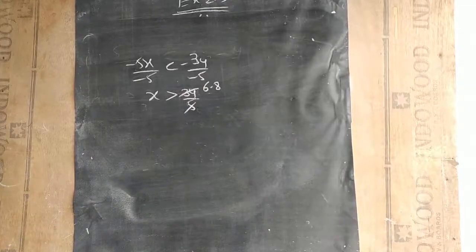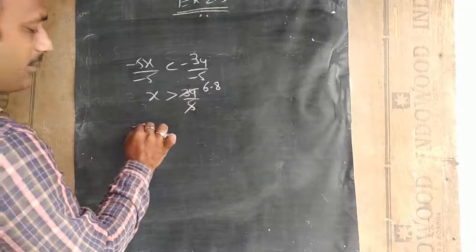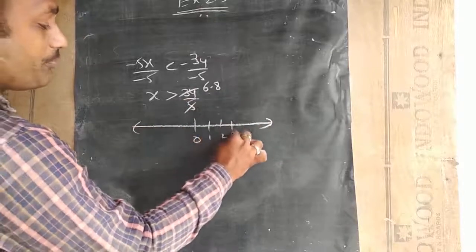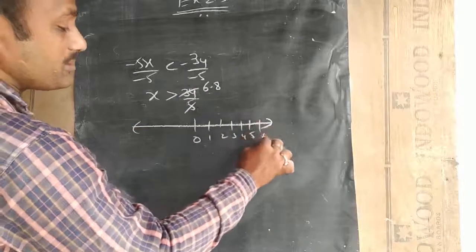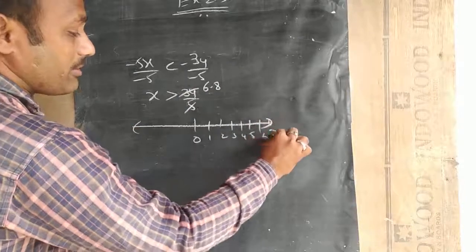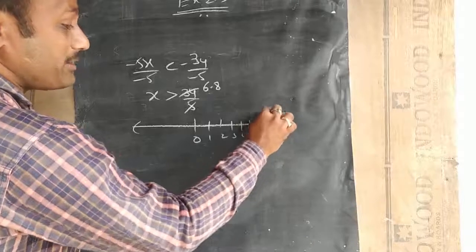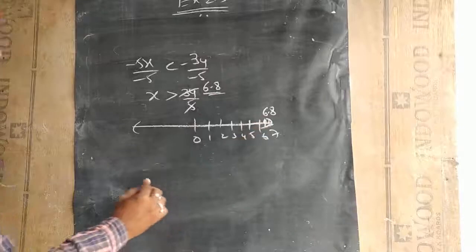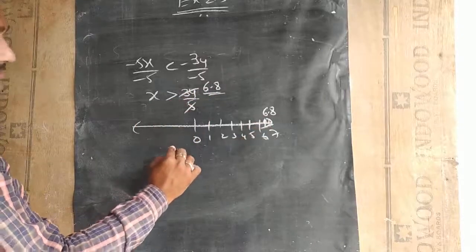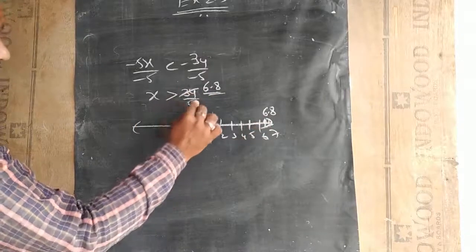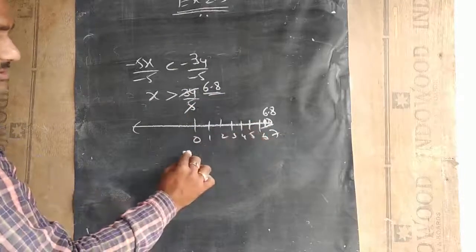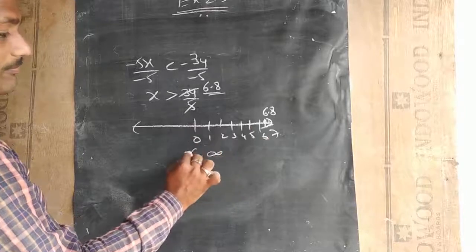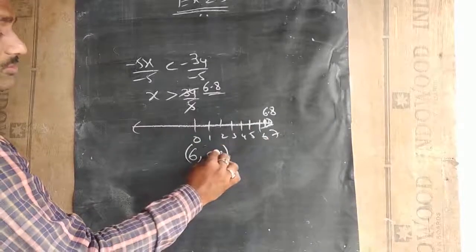So what will be our interval notation here? 6.8. 1, 2, 3, 4, 5, 6. Here 7. So here it will be somewhere else, 6.8. This is talking about greater than 6.8. So our interval notation will start from, greater than 6.8, we can start from 6. 6 comma infinity.